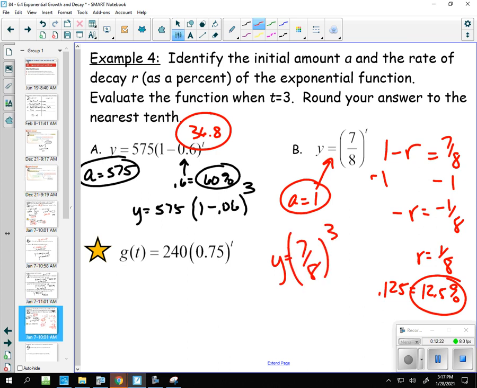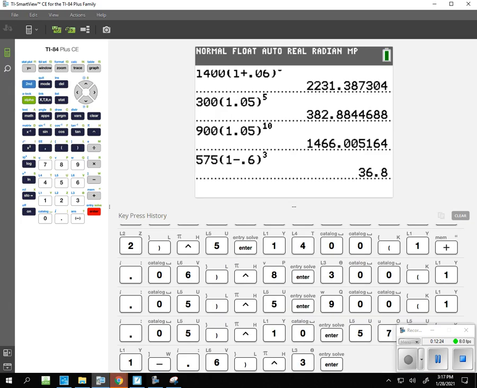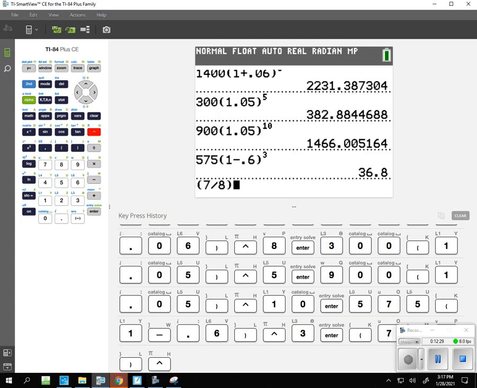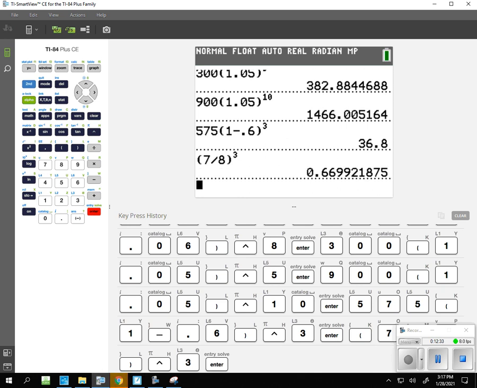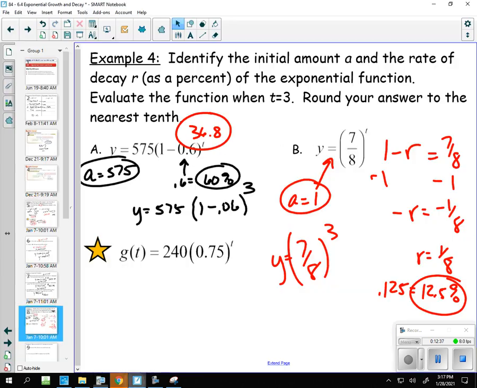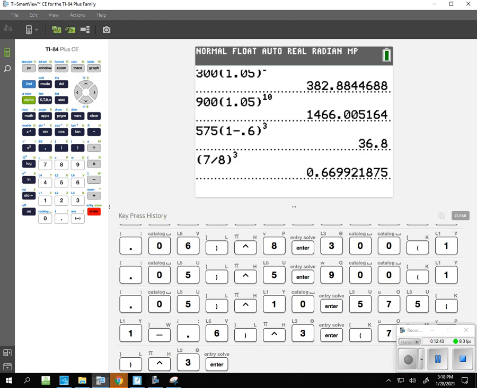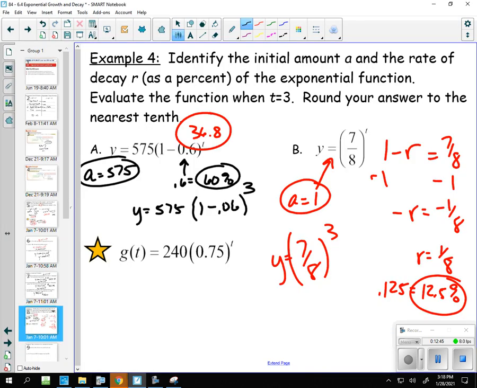So I pull out my graphing calculator again. I want 7/8, so 7 divided by 8, raised to the third power. And so the answer is 0.67 if I round to 2 decimal places. Oh, they asked to round to the nearest tenth. So 0.7 would be the answer that they would expect. You could also do it as a fraction, but that's not necessary.